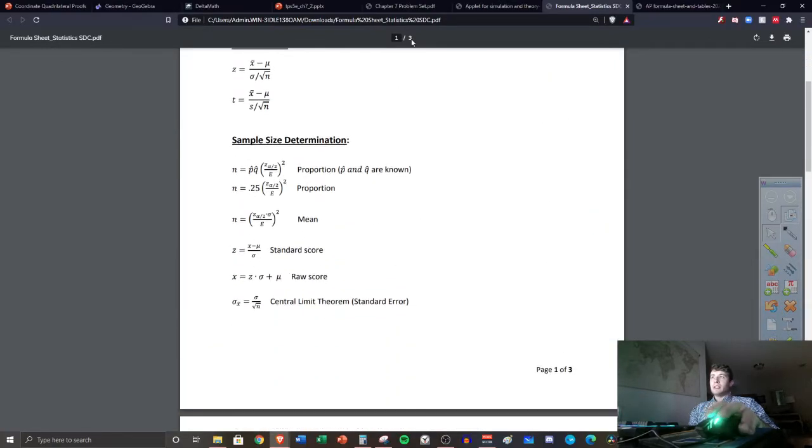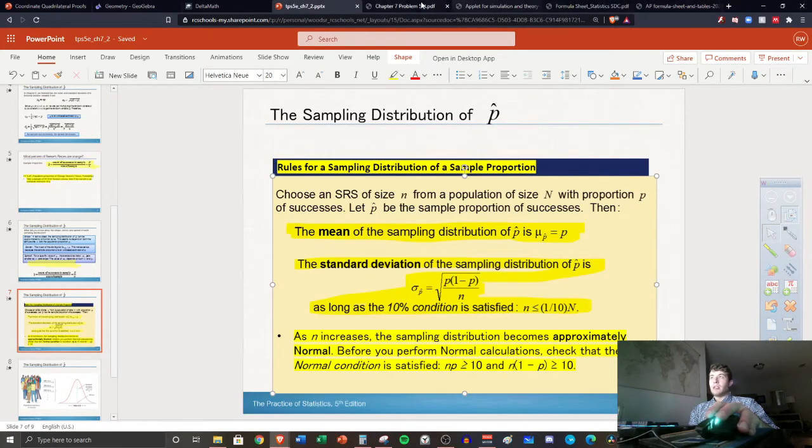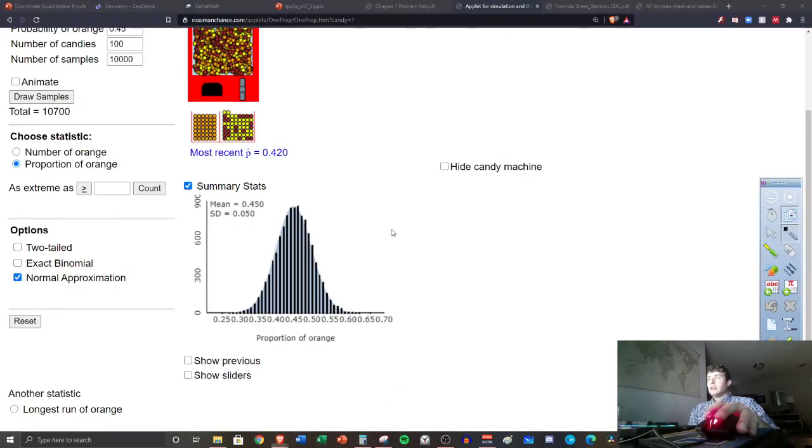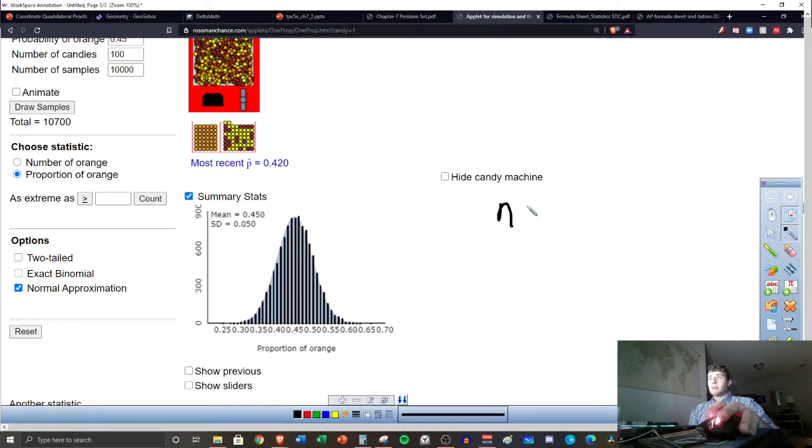So let's use this formula in this case. Now, the applet itself said that the standard deviation was 0.050. So let's look at this. First off, is the sample size less than or equal to 1/10 of the population? Okay. So that's the condition that always has to be checked before you calculate standard deviation. Well, what is our sample size? Well, we took 100 candies.